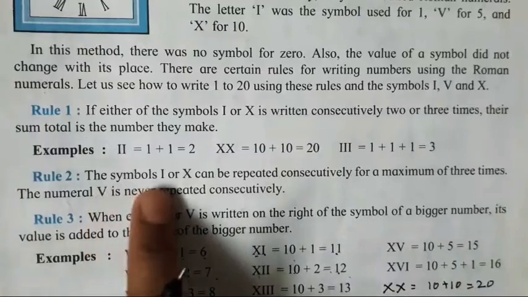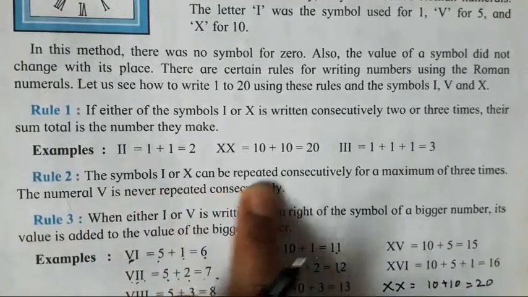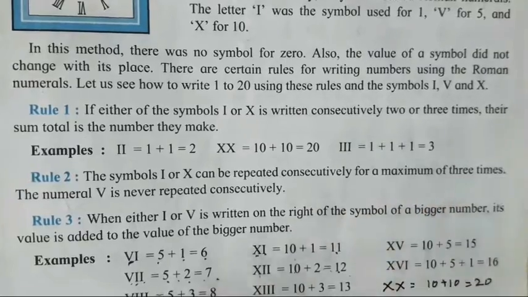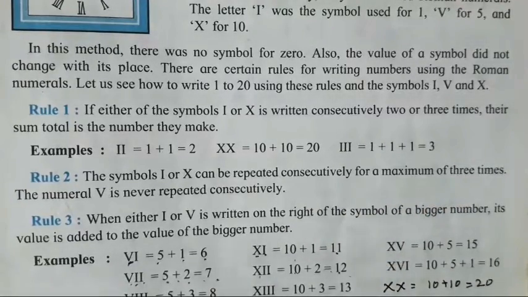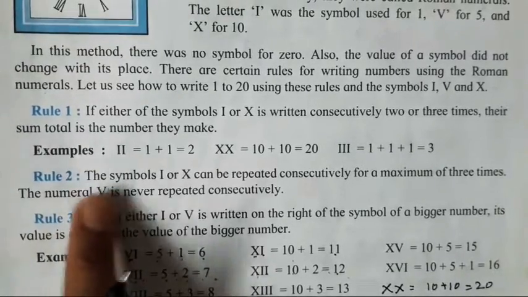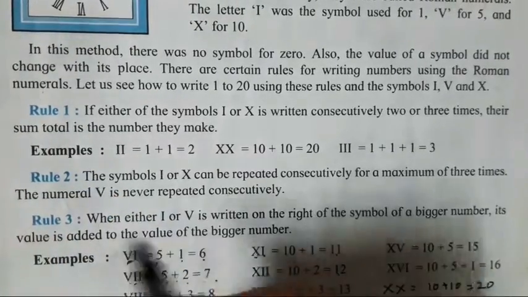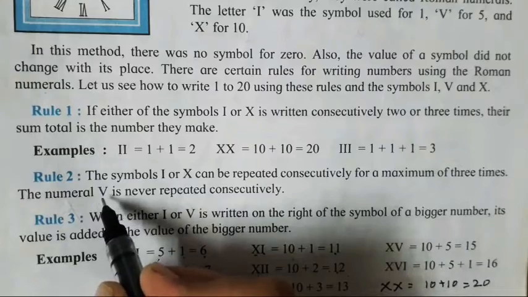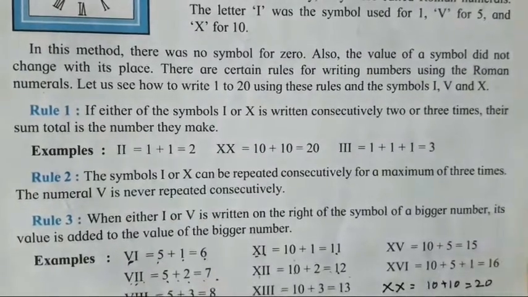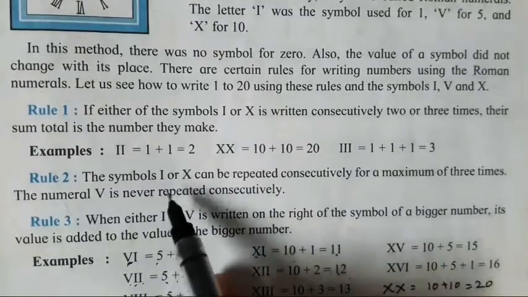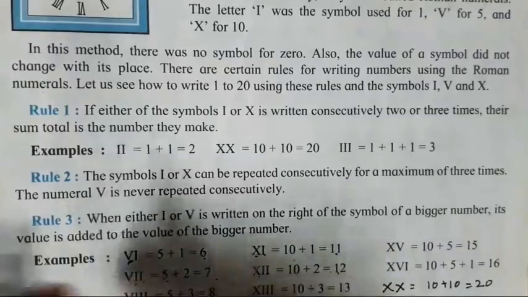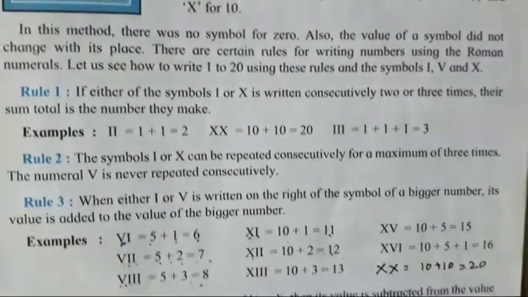Second rule is, the symbol I or X can be repeated consecutively for a maximum of 3 times. Meaning it can be written for a maximum of 3 times. The numeral V, which we write as 5, is never repeated consecutively. Meaning I and X can be written 3 times, but V is never repeated. This is the second rule.